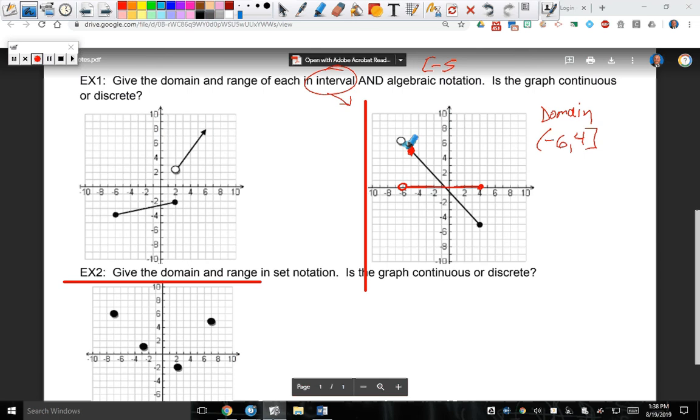We want it to start at -6, but we don't want to include -6. That means we want to include -5.999999999 forever. And how do we show -5.9999999 forever? By doing -6 parentheses. It's a really good question. So you're starting immediately right after -6. Okay. Now let's look at the range.